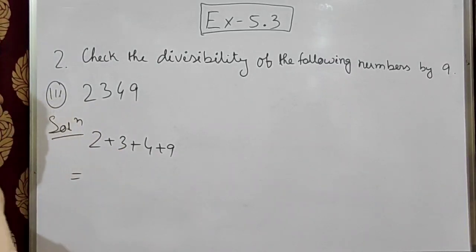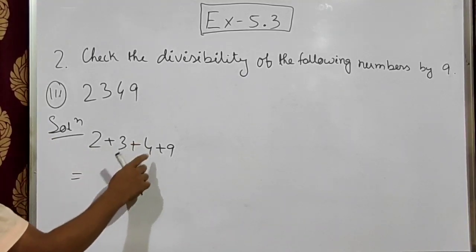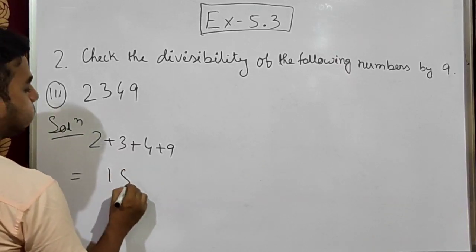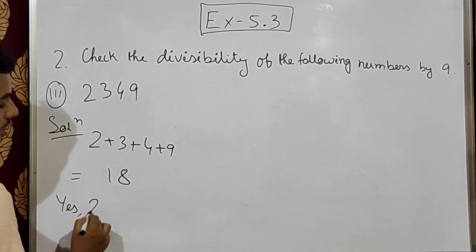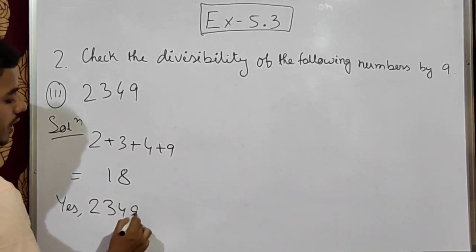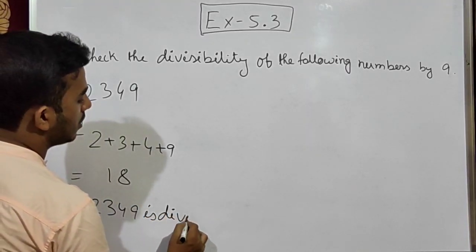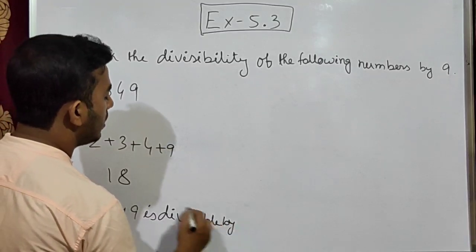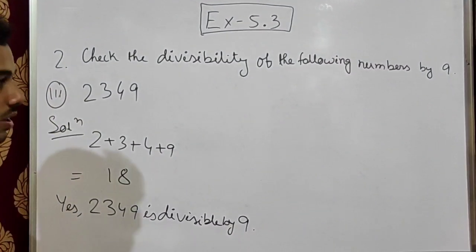Now 2 plus 3 is how much? 2 plus 3, it is 5, right? 2 plus 3 is 5, 5 plus 4 is 9, and 9 plus 9 is 18. Now 18 is divisible by 9, yes. We write yes. 2349 is divisible by 9. Clear? One more left, you may make a try yourself.